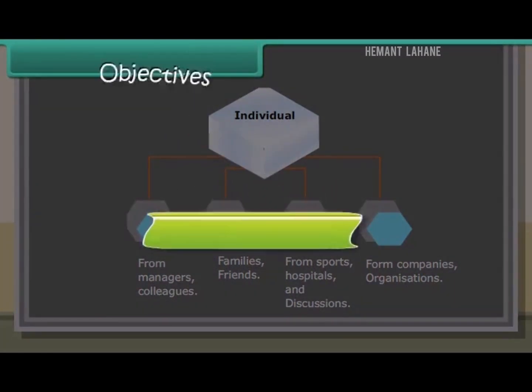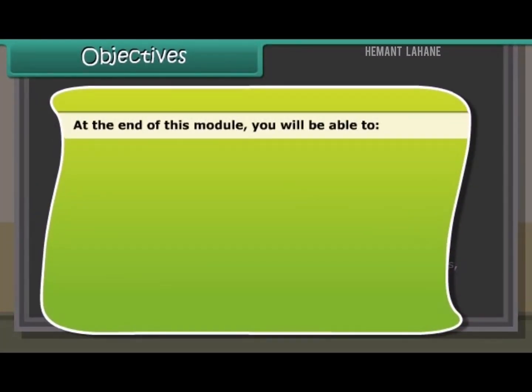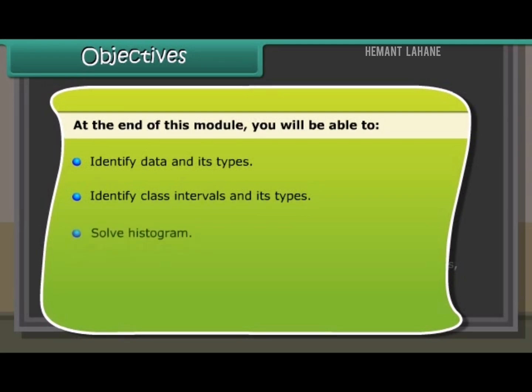Objectives. At the end of this lesson, you'll be able to identify data and its types, identify class intervals and its types, solve histogram, solve circle graph, solve probability.